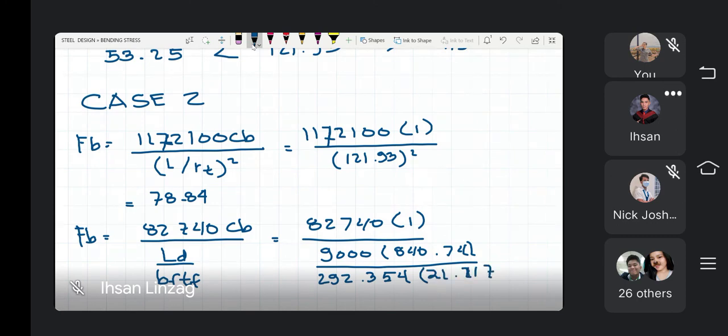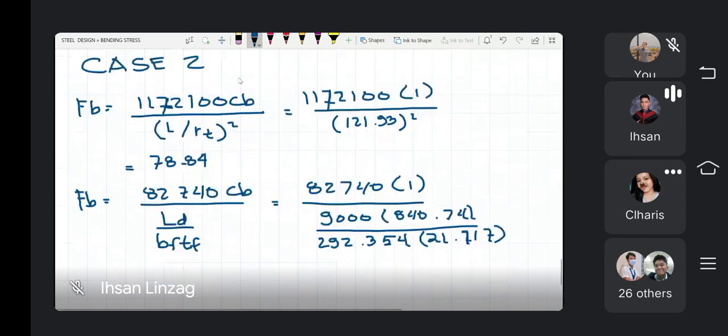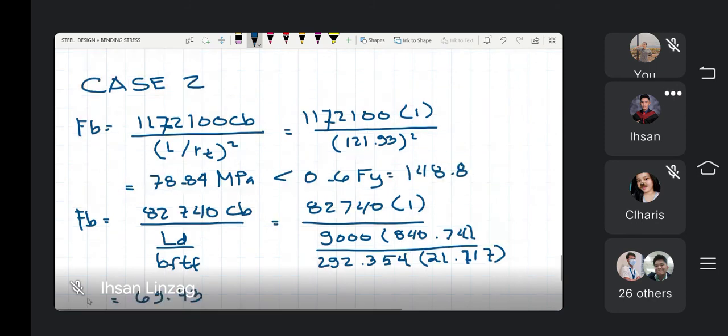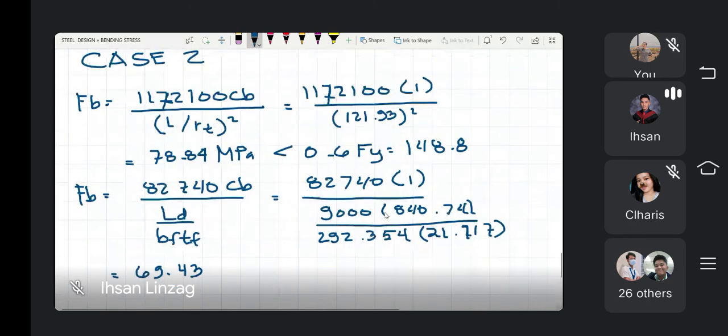Okay. 69.43, sir. Yan, 69.43. So, kung ano yung mas malaking value, siya yung gagamitin, which is ito. Again, bakit natin kailangan yung allowable bending stress? Para makuha natin si resisting moment. So this is less than 0.6 dapat ha. I believe this is 148.8. Nakuha na natin kasi yan nakaraan.